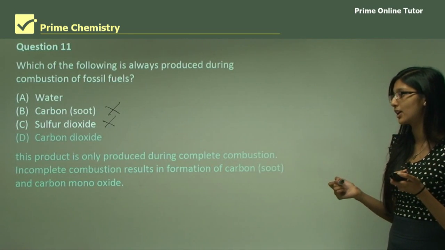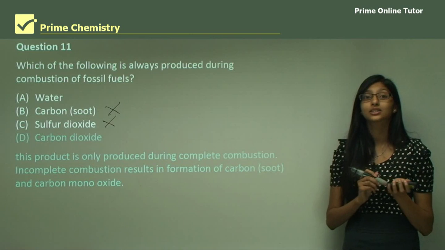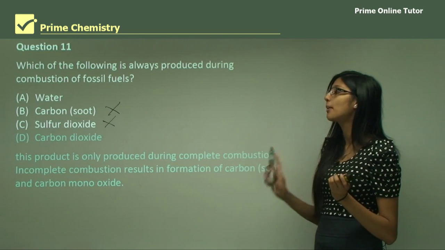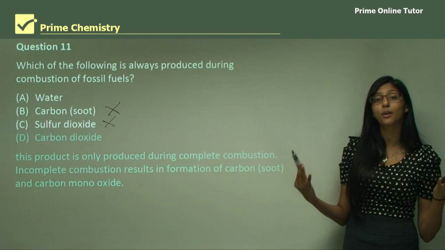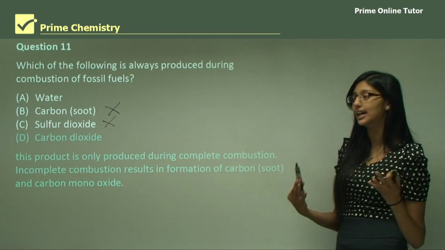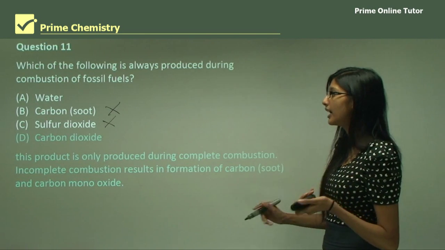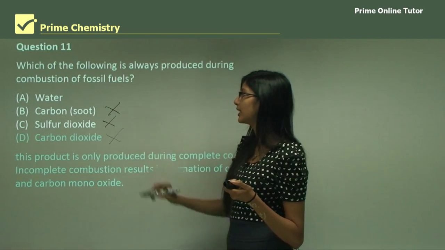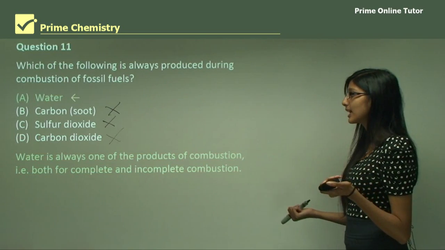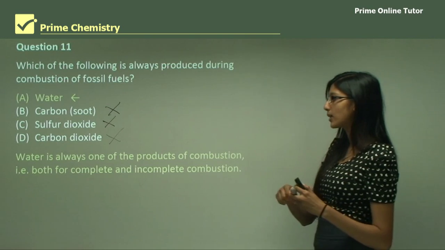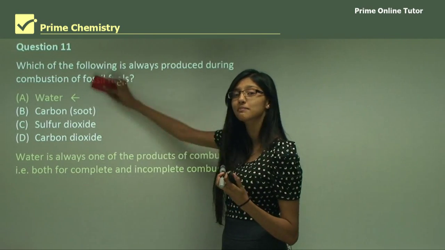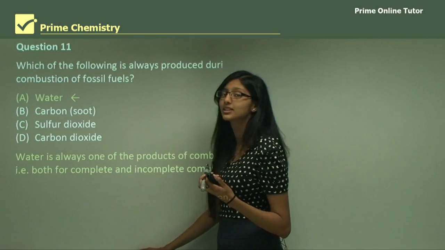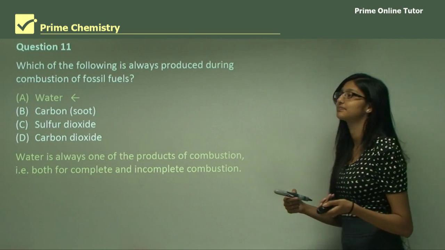What about carbon dioxide? Carbon dioxide is only produced in the right amount in complete combustion. In incomplete combustion, carbon dioxide may not be produced as carbon monoxide and carbon soot are produced. So D is not the answer as well. Hence, our answer is water. As you would realize, water is one of the products that is formed in all types of combustion, that is incomplete combustion and complete combustion. So A is the correct answer.